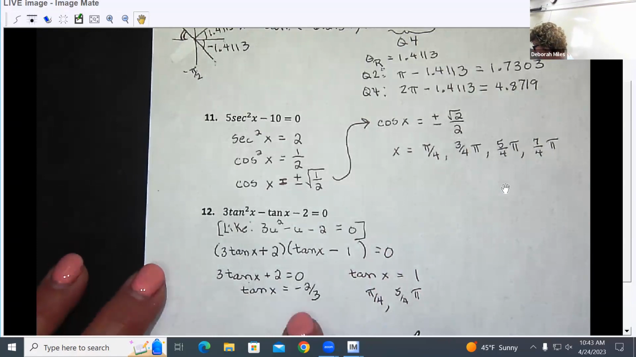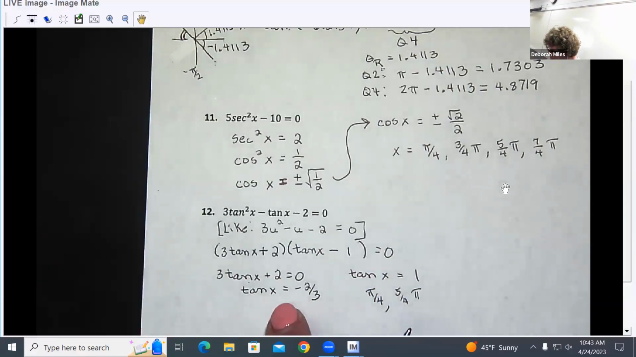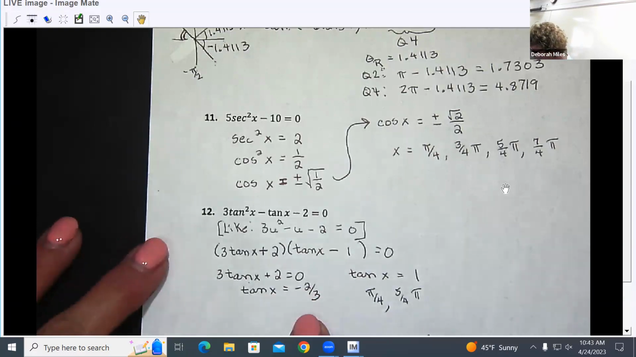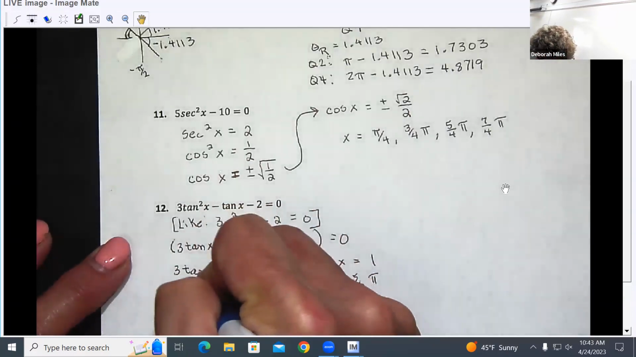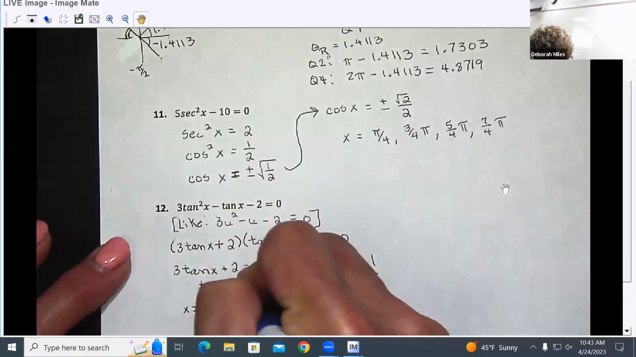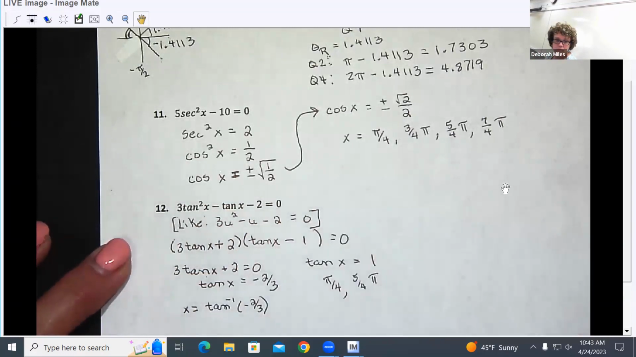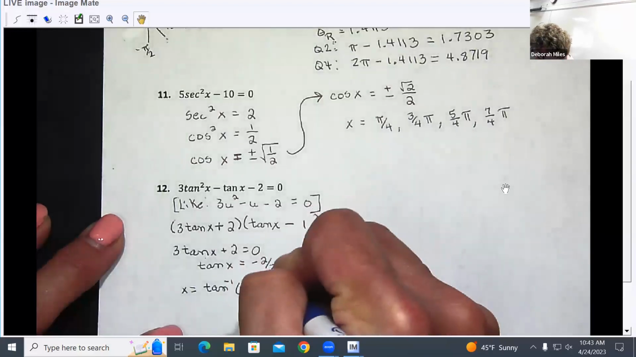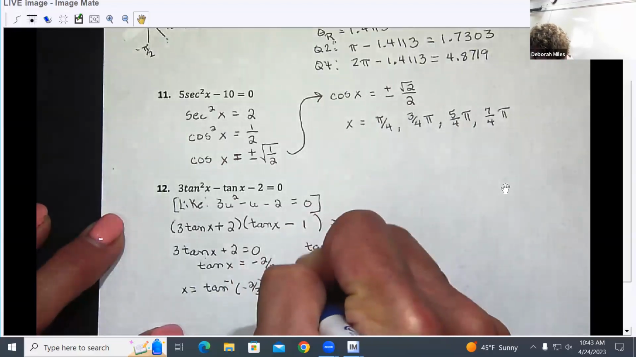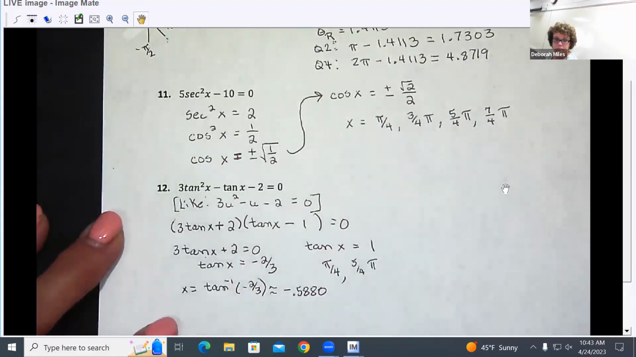Now, I don't have an angle memorized on the unit circle where my y is 2 and my x is 3 and one of them's negative. That means I can't find an exact solution for that. I'm going to have to use inverse tangent. So x would be inverse tangent of negative 2/3. And I've already entered that on my calculator and gotten approximately negative 0.5880.